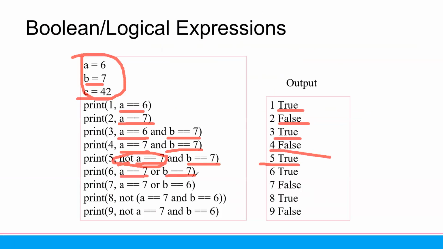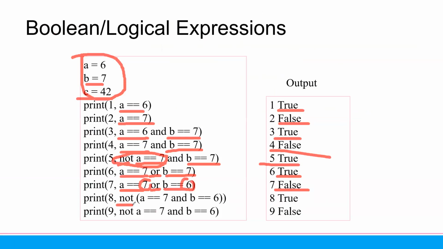A equals 7 or B equals 7, true. A equals 7 or B equals 6, because A should be 6 and B should be 7, but both of them are false, then it is false.